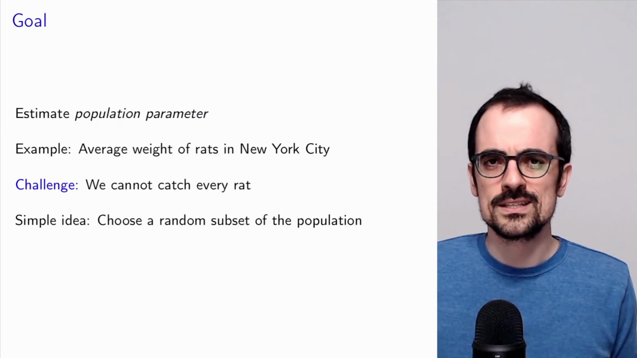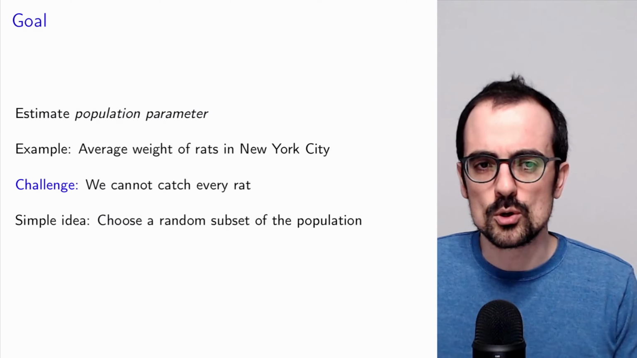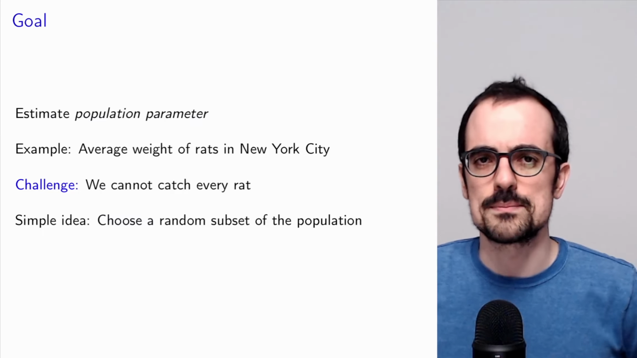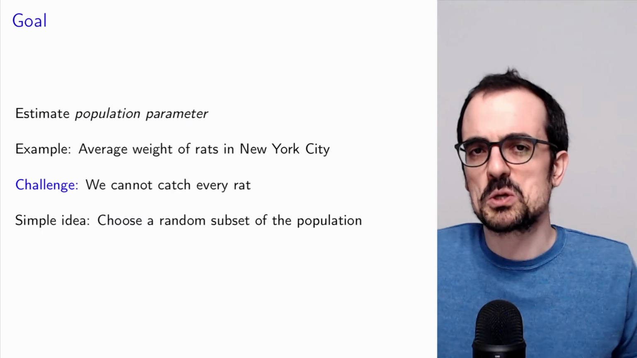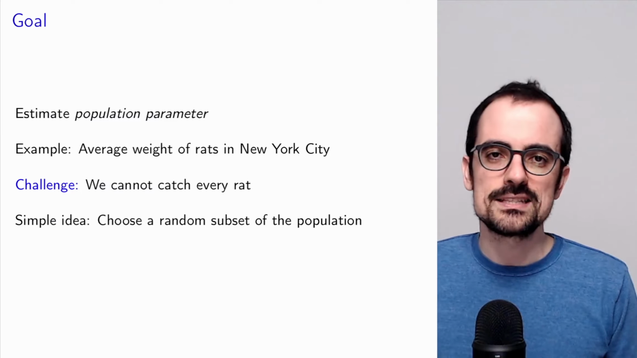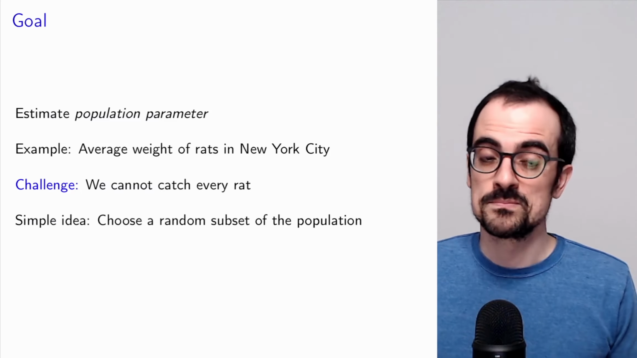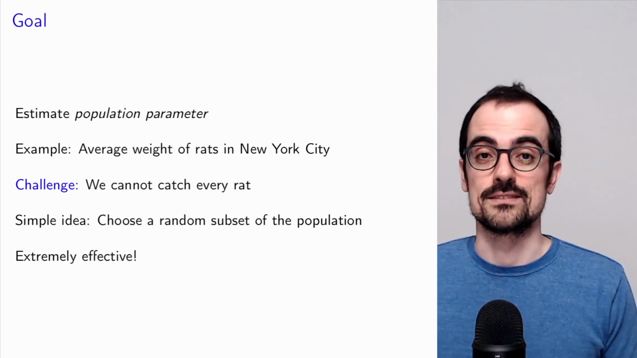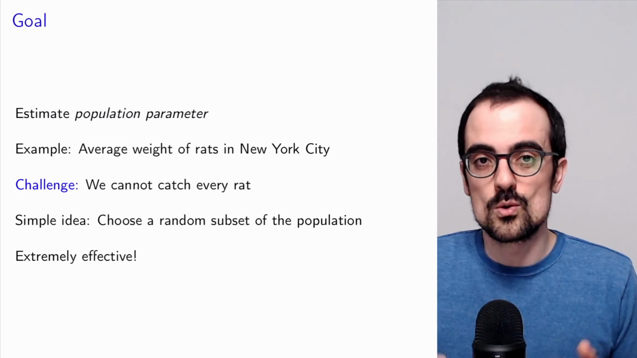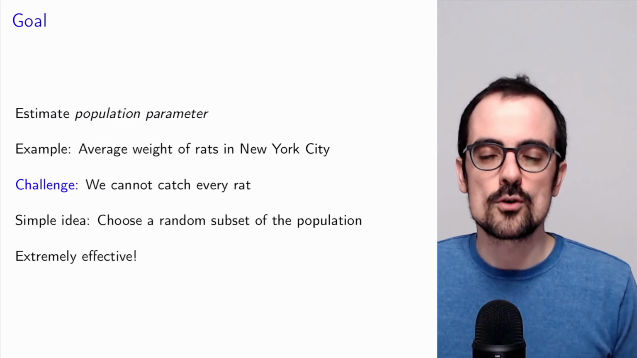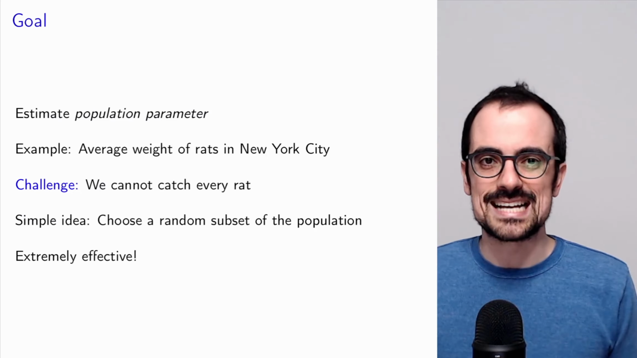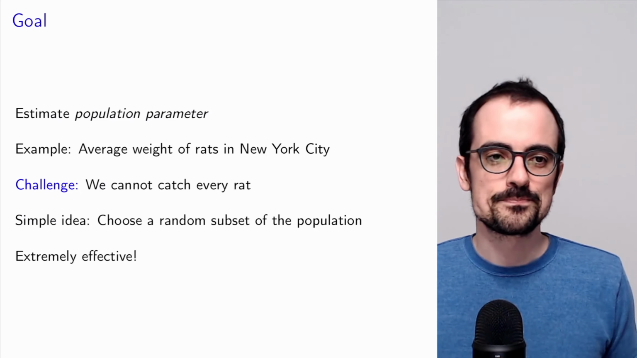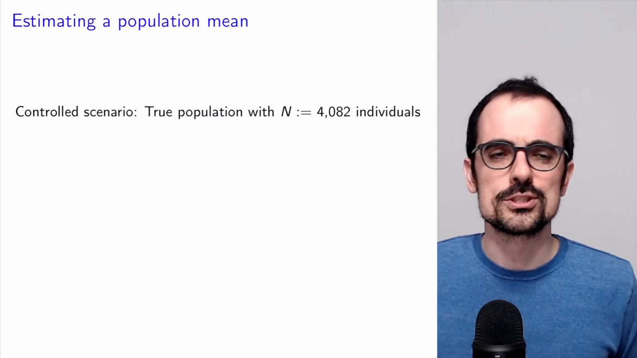So what do we do? Well, a pragmatic approach would be to just choose a subset of the rats, compute their average weight, and use that as an estimate. Essentially, that's random sampling, and it's incredibly effective in practice. So now we're going to define things a little bit more formally, and we're going to start analyzing this approach.